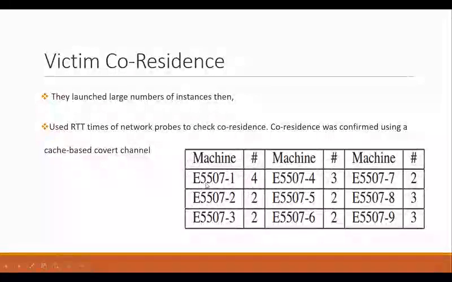For example, this machine 1 has 4 instances. This machine 2 has 2 instances on the same machine. And definitely those machines are all under their accounts and their control. But the physical machine itself might have different instances for different customers which are not under control, which will represent the noise as we will see later.